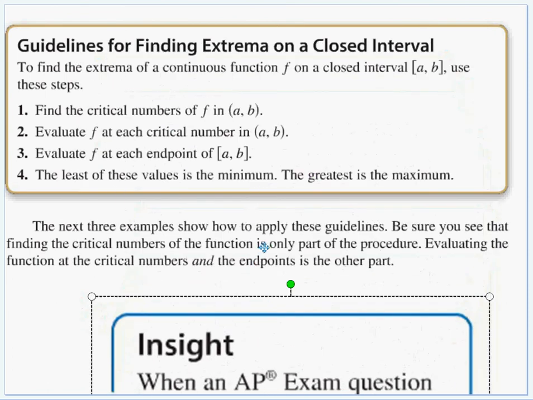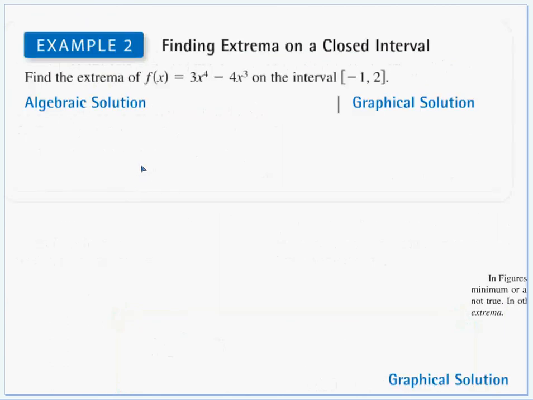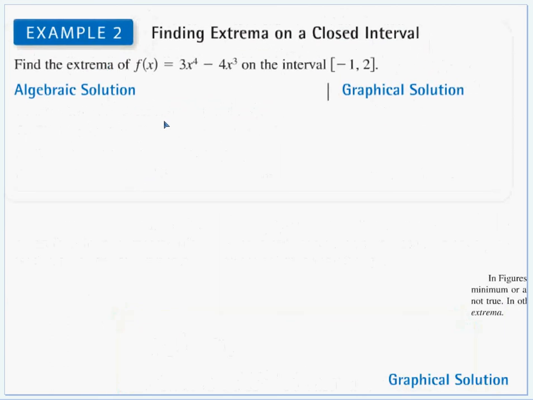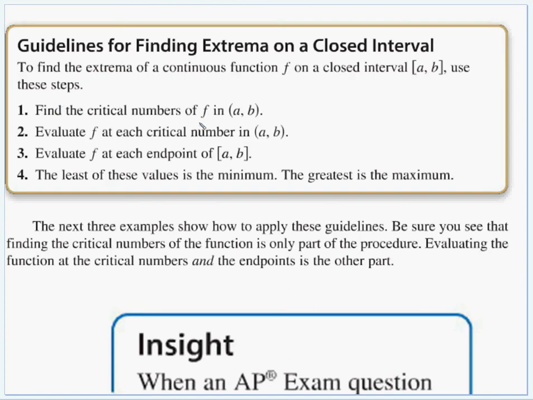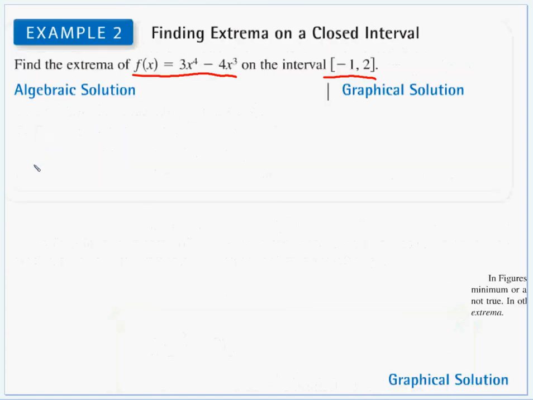Okay, example 2. I believe this is a nice, very straightforward way to figure these out. Find these extrema on a closed interval. So here, find the extrema of this function on this interval. First, we're going to find the critical numbers. We need our derivative f prime, so we can set it equal to 0 or find where it does not exist. As I derive that, the power rule gives me 12x cubed minus 12x squared. So there's our derivative.